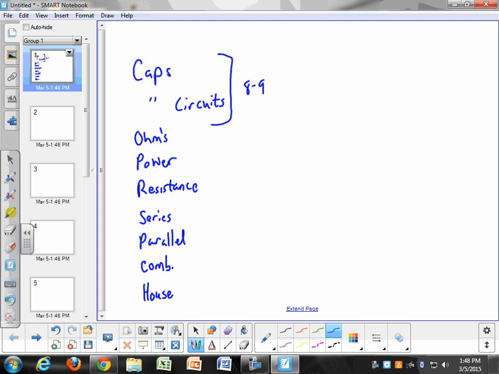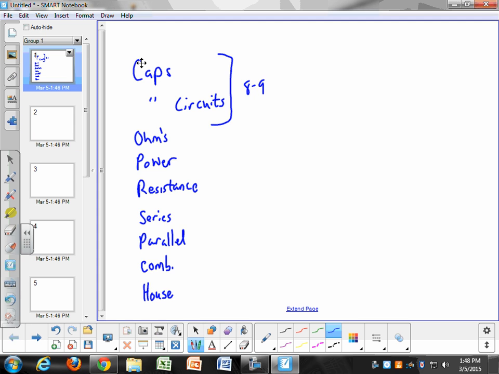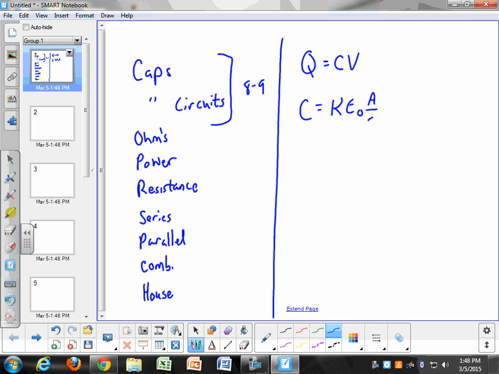All right, let's look at capacitors. We had a couple things. First of all, let's probably go back to that. For capacitors, you need to know these relationships that Q is equal to CV, and then C is kappa epsilon naught A over D. All right, you need to know how these are related.